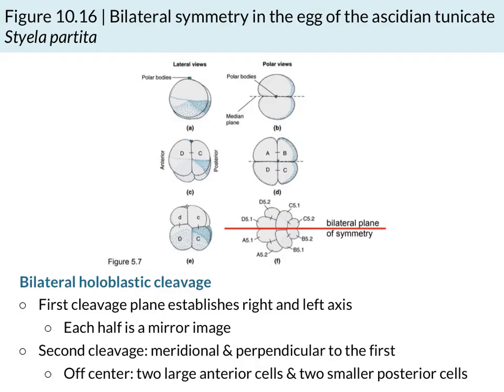Like sea urchin, tunicate embryos also exhibit complete or holoblastic cleavage. However, the cleavage pattern of tunicates is bilateral, which means that the first cleavage actually cuts or bisects the zygote into the left and right halves. The following cleavage planes are centered on this axis and result in the two halves being mirror images of each other. Beginning at the second cleavage, you see that the cells are divided asymmetrically so that the anterior cells are larger than the posterior cells.